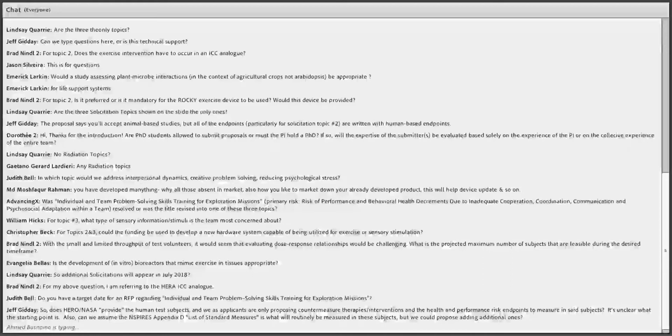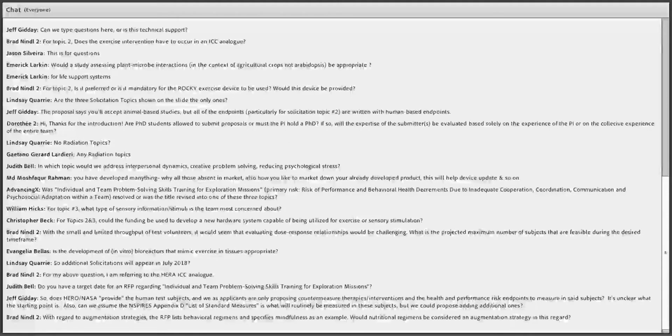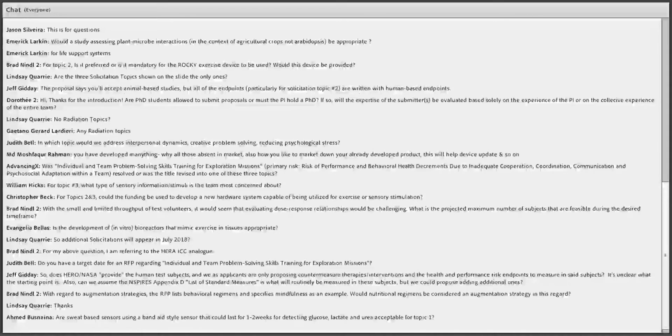Additional solicitations? Someone else want to respond to that one? So yes, our anticipation is that another solicitation will come out at the end of July, for Lindsay's question. An RFP. Do you have a target date for an RFP regarding training for exploration? It would probably be that end of July solicitation is when we're projecting for that one.